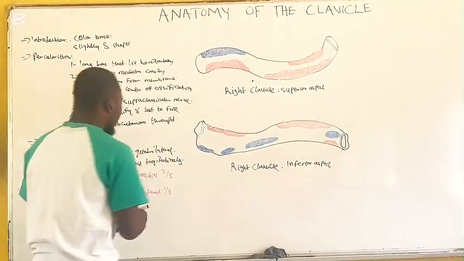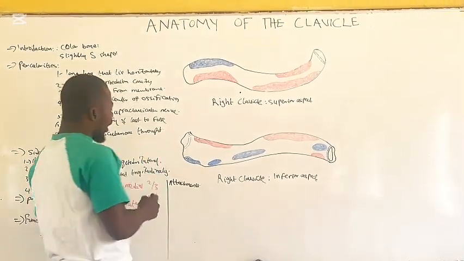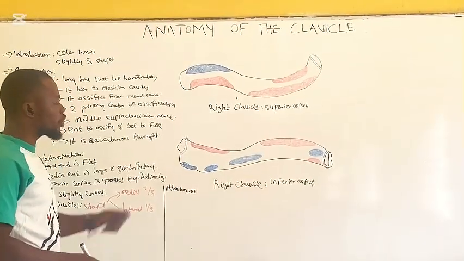So the next one is the attachments. What are the muscles that attach and what are the ligaments that attach to the clavicle?